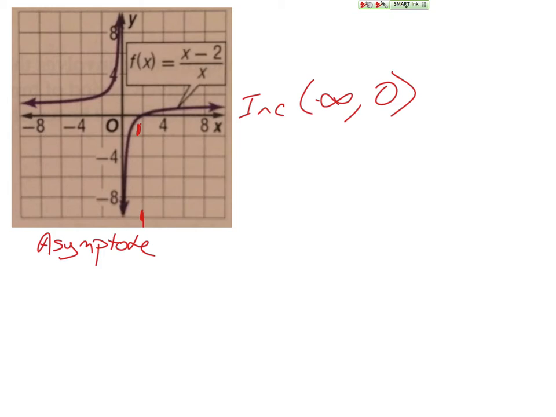Okay? Very good. Kathleen, what's another interval? It's not quite 0, but can we say 0? We can still say 0. Okay, 0 to infinity, and what's it doing? Increasing, very good. So this one is always increasing, but I cannot say from -infinity to infinity because there's an asymptote there. You always have to identify the asymptote. Very good.